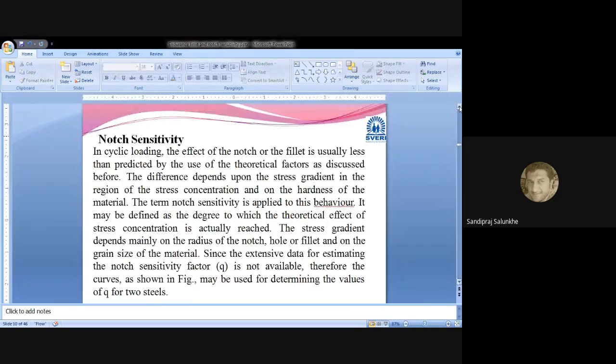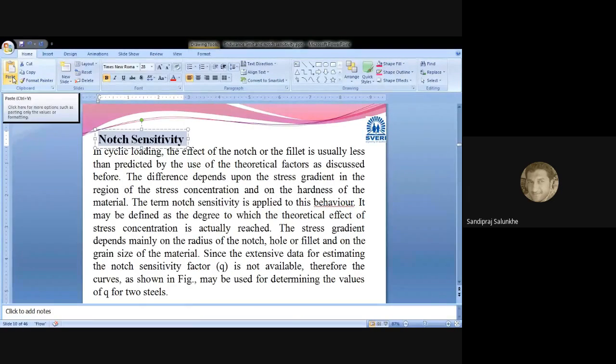Now, first of all, we will see this new term which has been introduced, that is the notch sensitivity. In a simple way, notch sensitivity is nothing but when we are going to calculate the strength of a specimen or component, without making any change in area. Mostly the area which we are going to change is changed with the V notch, and that's why it is known as notch sensitivity.